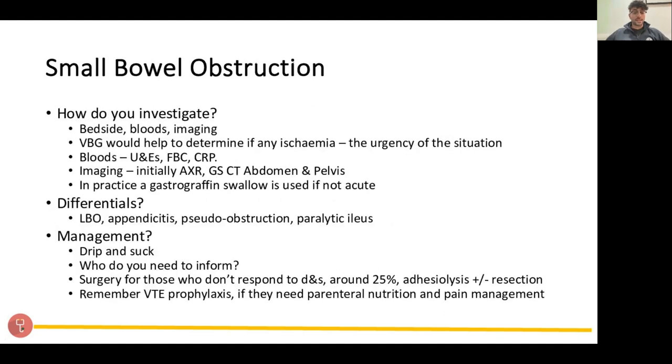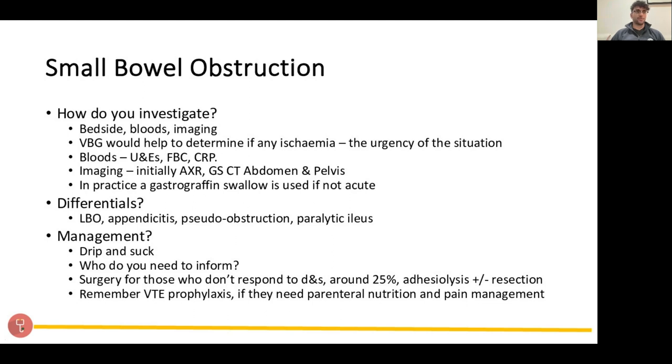How would you investigate it? Again, moving with the sort of system of bedside bloods and imaging. So a VBG will help determine if there's any ischemia, and then this determines the urgency of the situation. Noted, I haven't mentioned an ABG yet, as a VBG tends to give you most of the information you need.